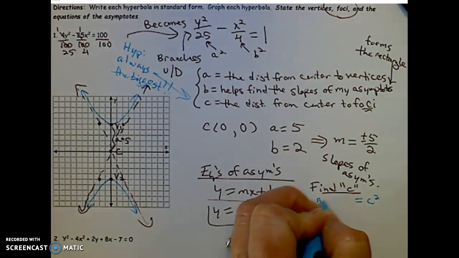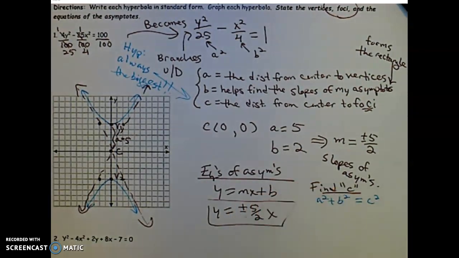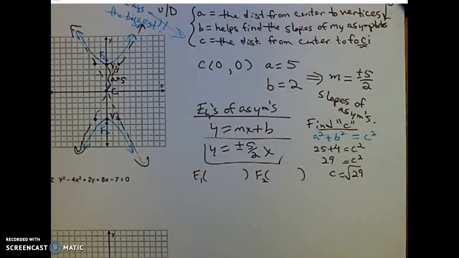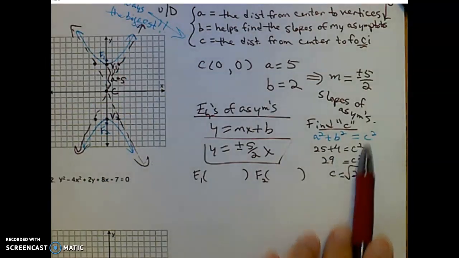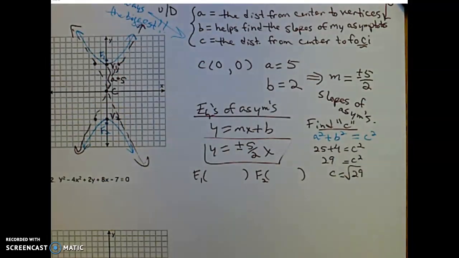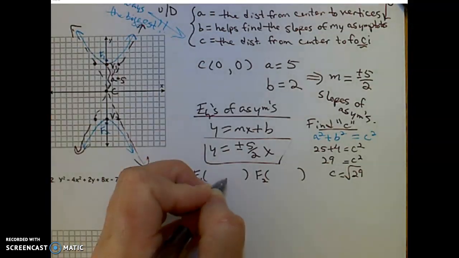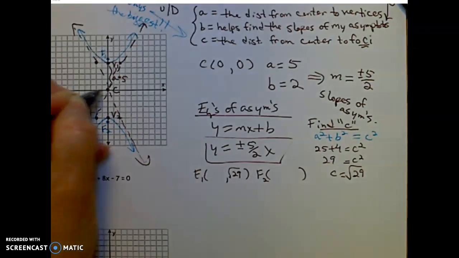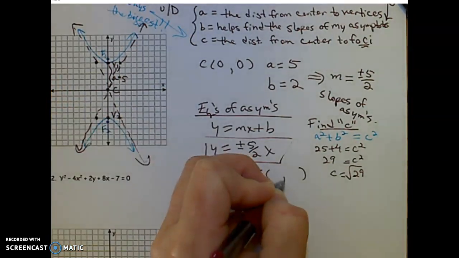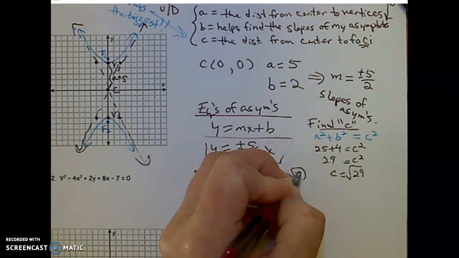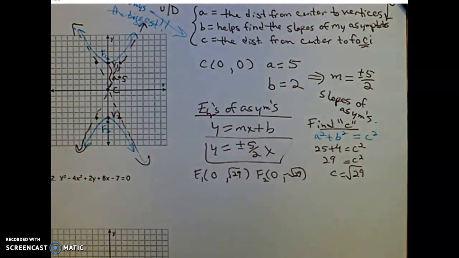And I'm going to say A squared plus B squared is equal to C squared. Please solve for C. Okay, when I solved for C, C is the biggest. I got C as the square root of 29. That means that from the center, I'm going to go up root 29, down root 29, so that'll be a change in y, but my x-coordinate is still 0.